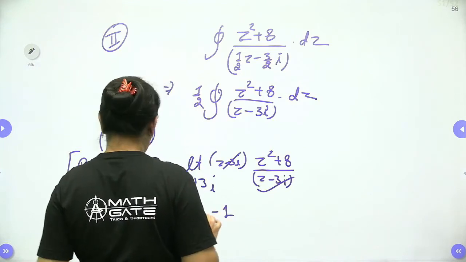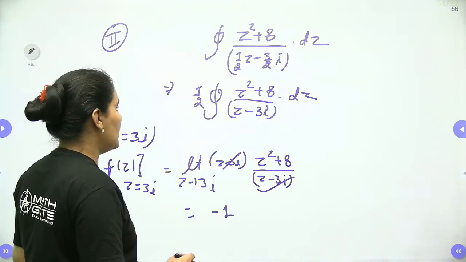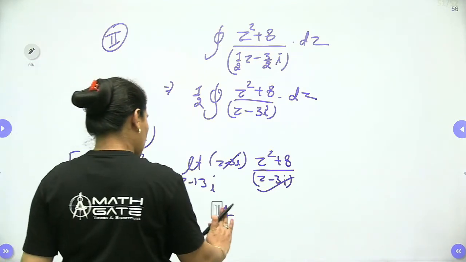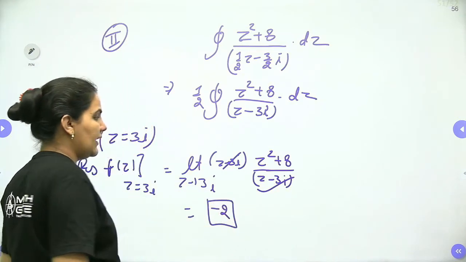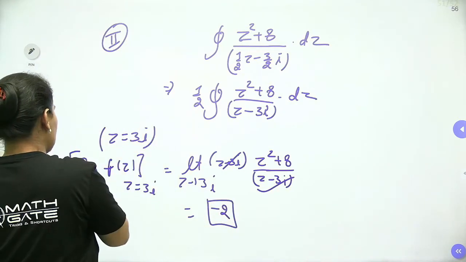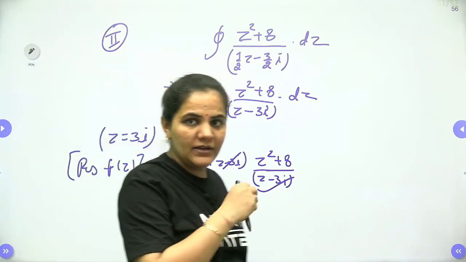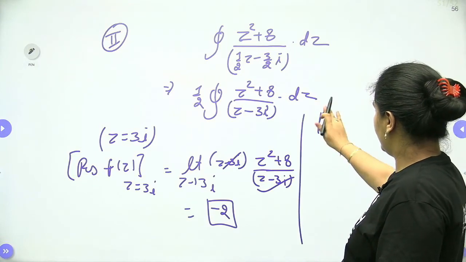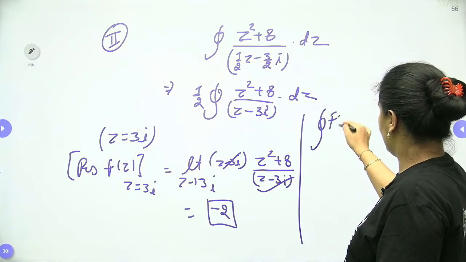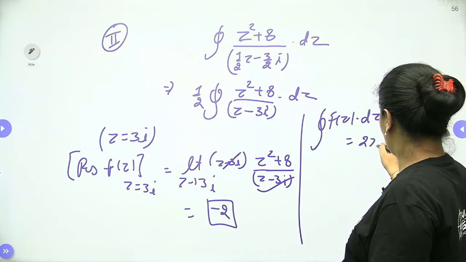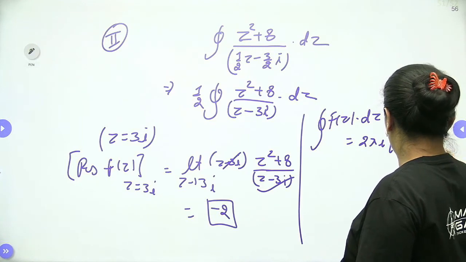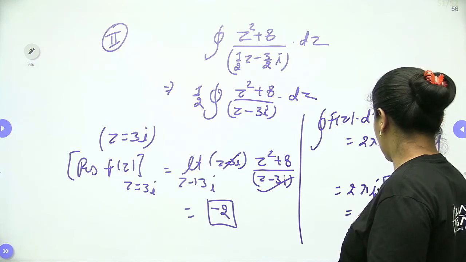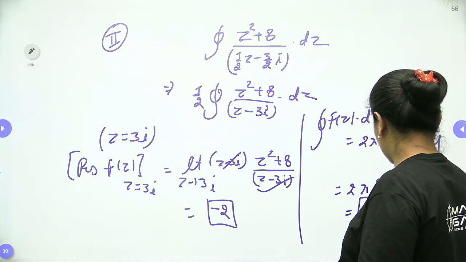The result will be minus 1, and we already have 1 by 2. So the result will be minus 1 here, and with 1 by 2 it will be minus 2, because 1 by 2 is already there, meaning 1 by 2 into minus 1 minus 2. When you approach with the residue theorem, we know very well the integration of f(z) dz equals 2 pi iota into the sum of residues. So we have 2 pi iota into minus 2 only, hence the result will be minus 4 pi iota.